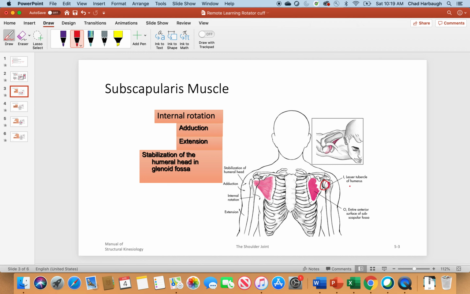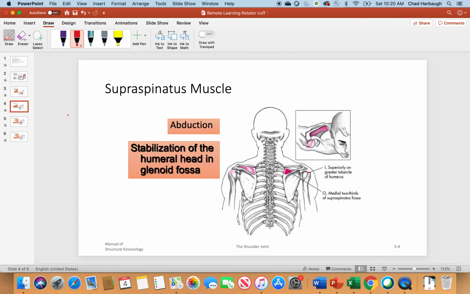For instance, internal rotation tends to be the most dysfunctional. Internal rotation is also aided by the pectoralis muscle, which is located on the anterior surface of the chest wall. The subscapularis also does adduction and portions of extension. But again, to keep stressing this, its job is to stabilize the humeral head and the glenoid fossa during any movements from 0 to 90 degrees.